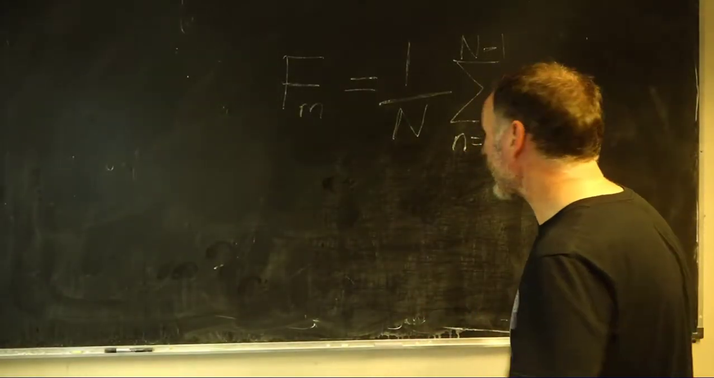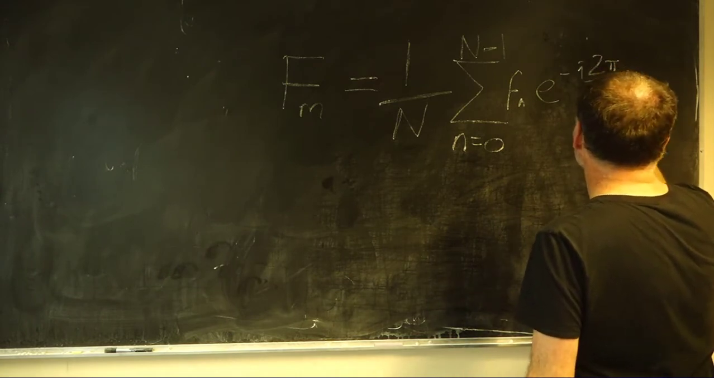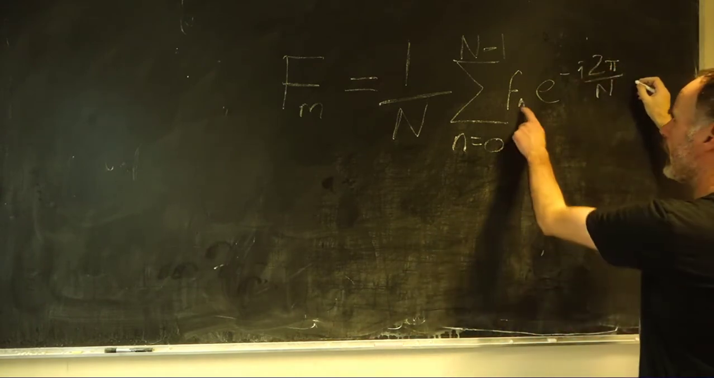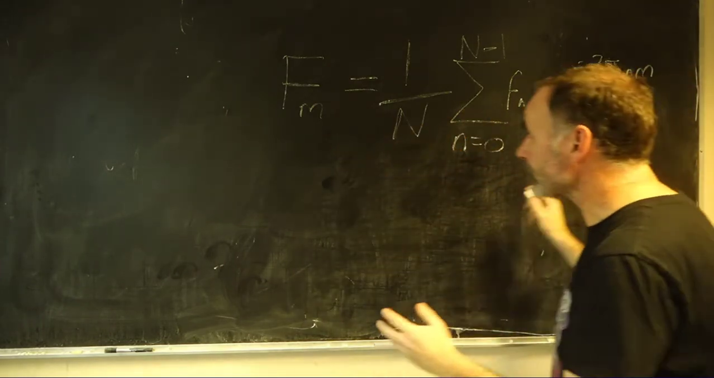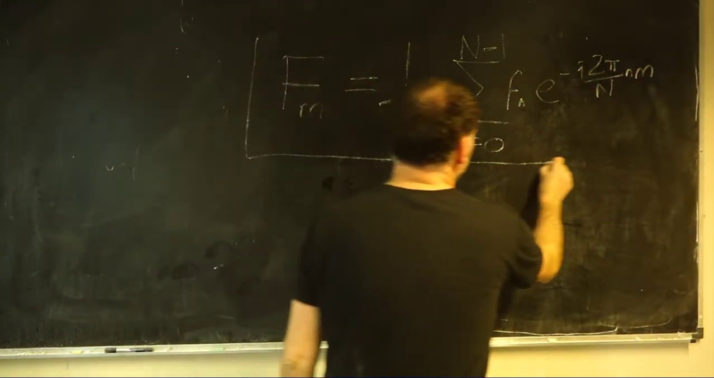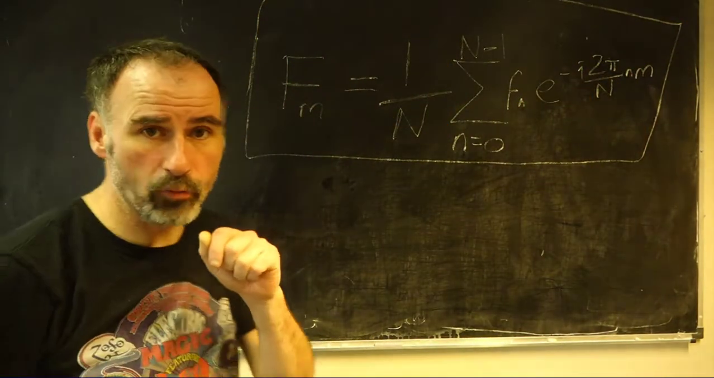This term's going to look very familiar. Where n is the number of samples, n is this index, and m is that index. That's how we do a Fourier transform on a computer. And we're going to code that. We're going to see how that works.